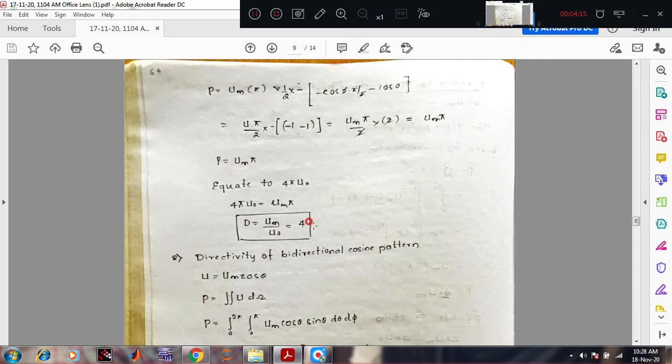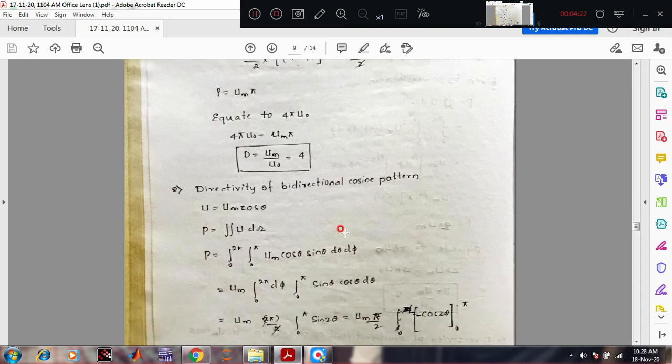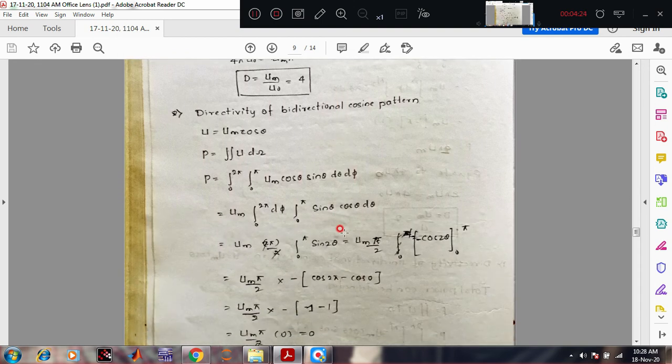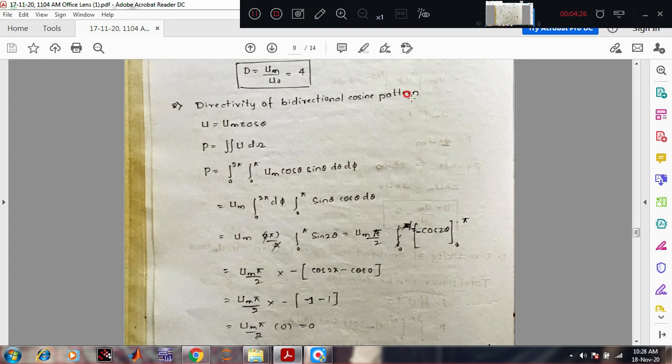So therefore, the directivity of the unidirectional cosine pattern will be 4. Next, the directivity of the bidirectional cosine pattern, that is U = Um cos theta. So P = double integral of U d omega. The change here is that in the previous numerical, theta varied from 0 to pi by 2, and now it is 0 to pi because it's bidirectional.